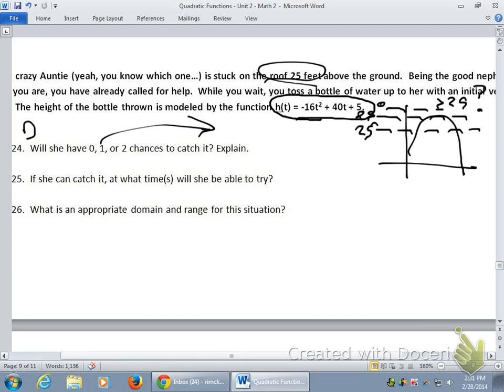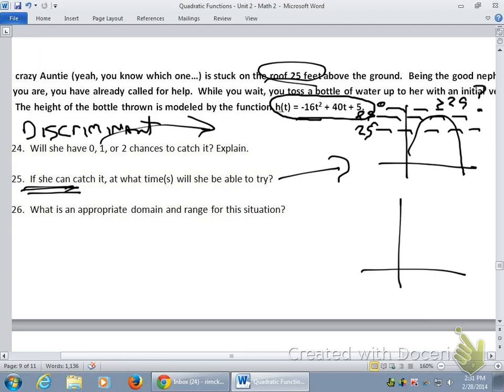You can also just use the discriminant. For 25, once again, you're looking at this situation. Talk to me. If she can catch it, how high is it when she catches it? If she catches it, how high is it going to be? It's going to be 25 feet off the ground, right? If she catches it on the way up, it will be 25. And the answer, by the way, is that she can catch it. You know that. So, you know she can catch it. Oh, that's a horrible graph. I'm sorry.